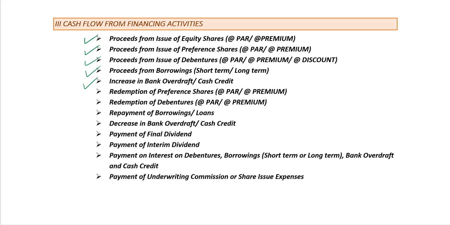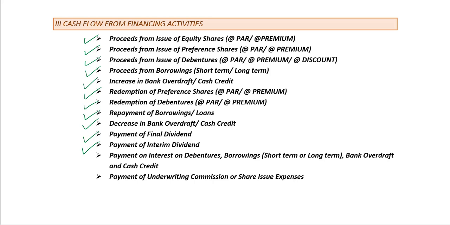We'll move on to redemption of all the items we just specified, which will result in an outflow. Redemption of preference shares at par, premium, outflow. Redemption of debentures at par and premium, outflow. When the repayment of borrowings or loans is done, it's an outflow. A decrease in bank overdraft or cash credit will also be an outflow. We will go on to payment of final dividend or proposed dividend. It's an outflow. Payment of interim dividend, outflow.